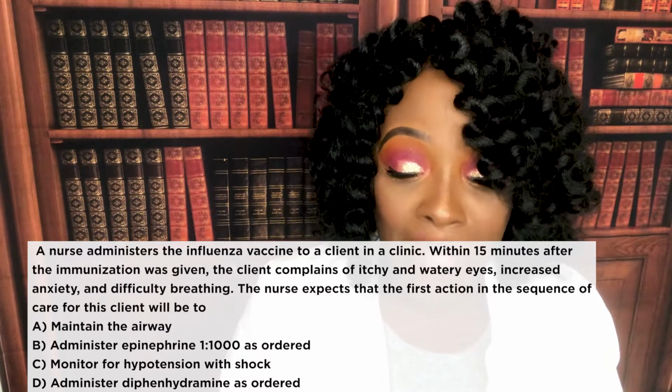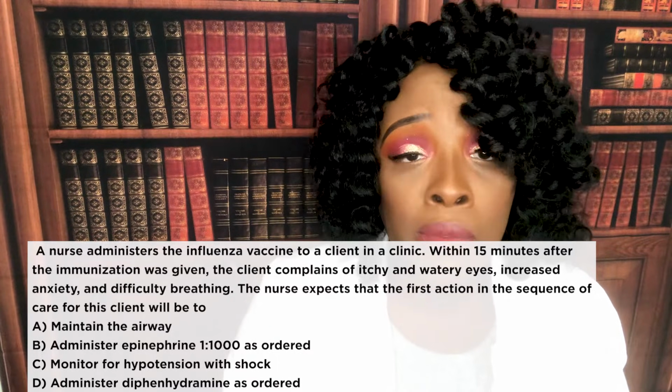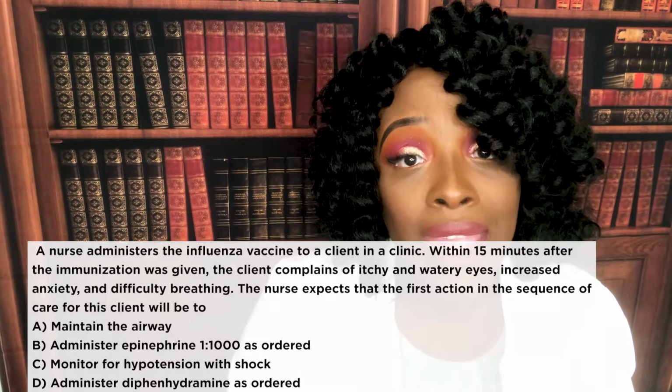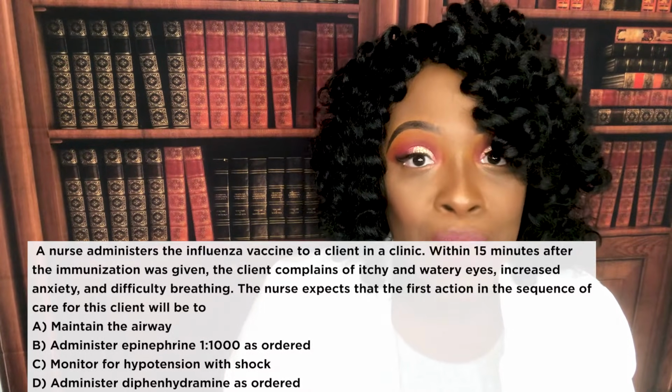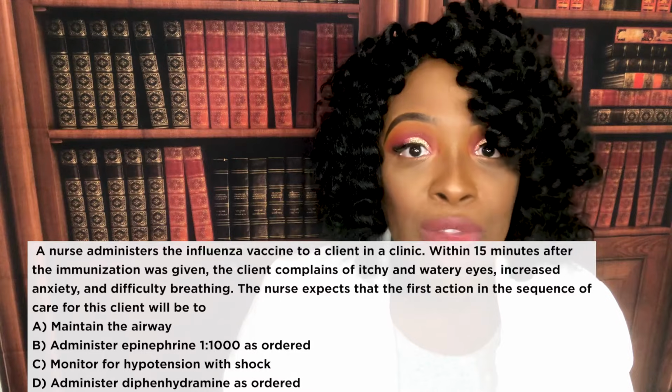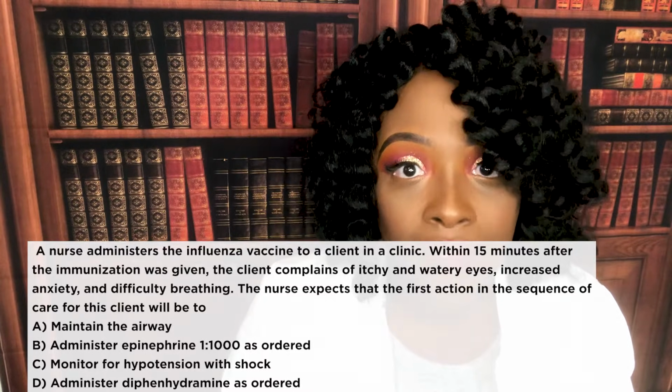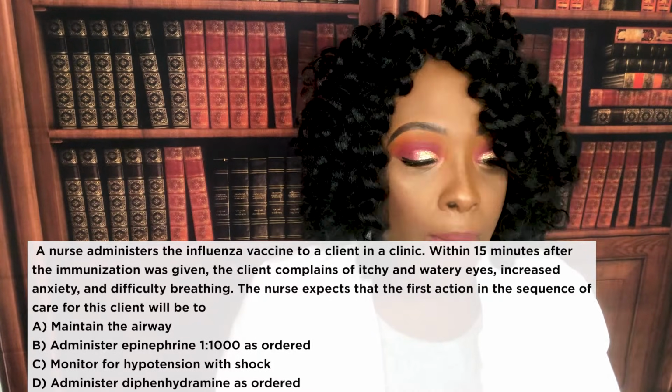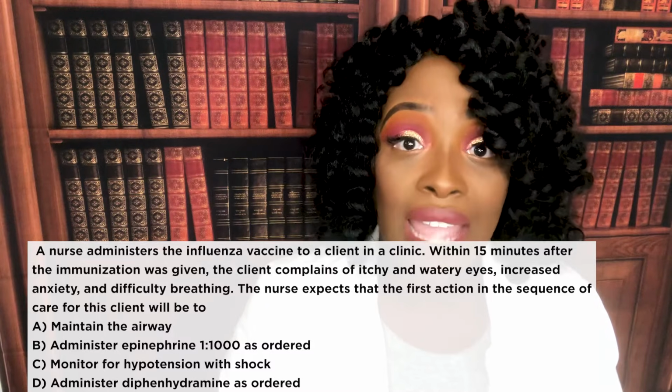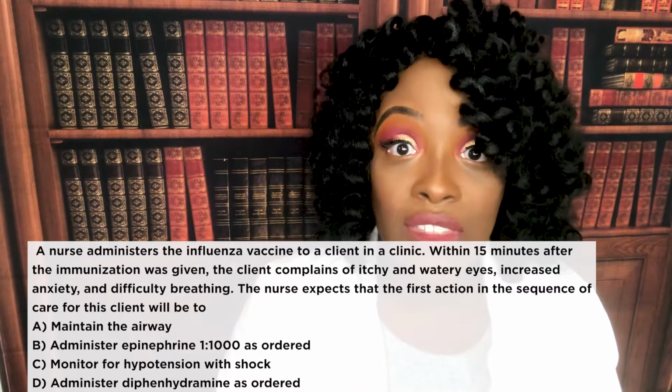3, monitor for hypotension and shock. We've got bigger problems than that. Okay? This patient cannot breathe. Who cares about that hypotension if they're dead? So our first order of business is to make sure that they have a patent airway by giving them that epinephrine.